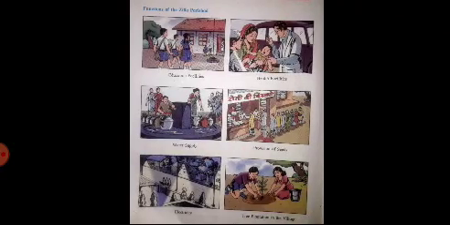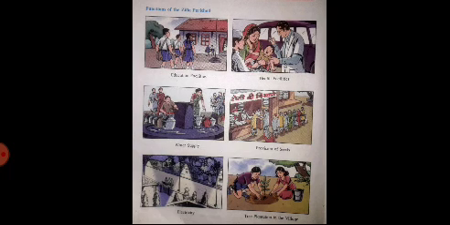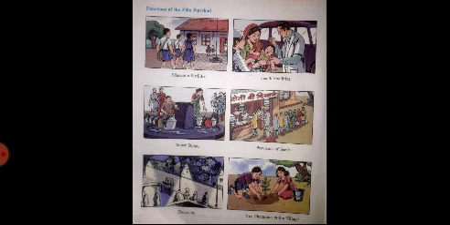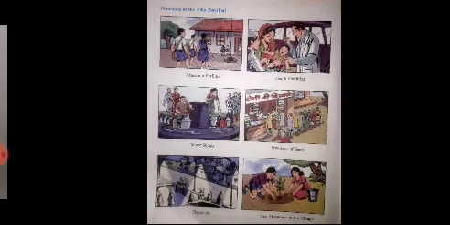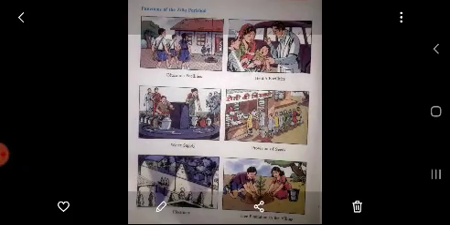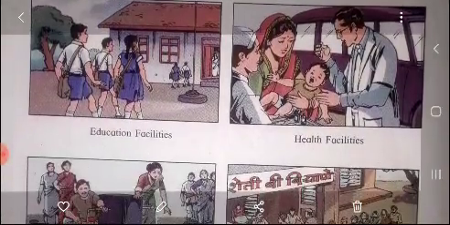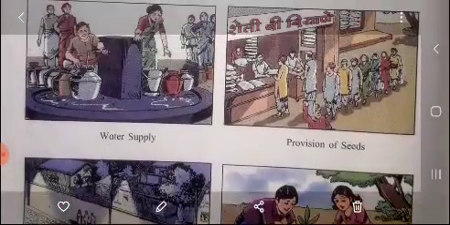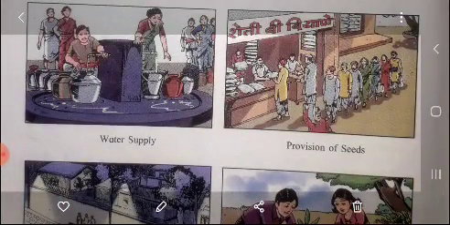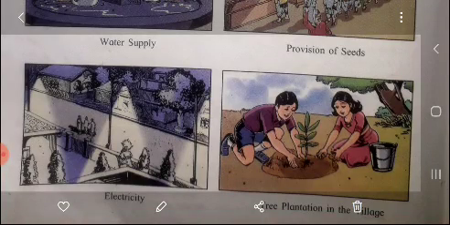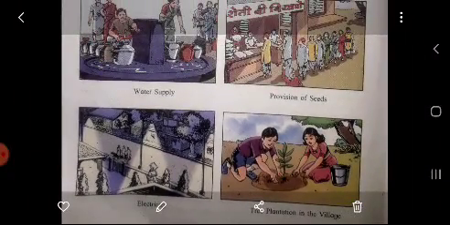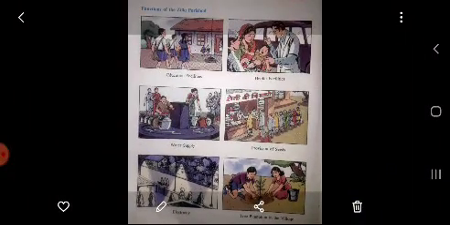Now, these are the functions of the ZPs. I have shown that in the reading. Now this is with the picture. Just see education facility by the Zilla Parishad School, health facilities, water supply, provision of seeds, electricity, tree plantation in the village. So this all is looked after by the functions of the ZPs.